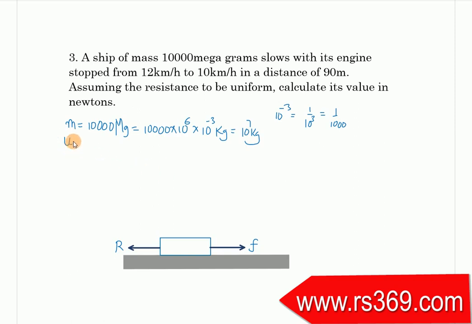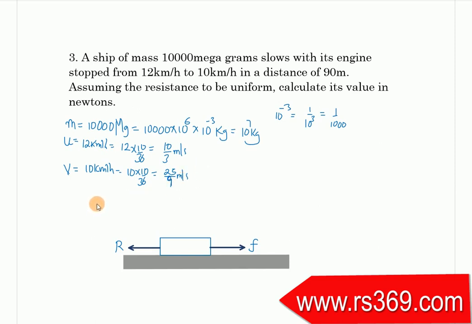Initial velocity, they say it is 12 kilometers per hour. I told you I shall be multiplying by 10 over 36. So I have this one as 10 over 3. This one is in meters per second. The final velocity is 10 kilometers per hour, which is 10 times 10 over 36, getting us 25 over 9, still in meters per second.